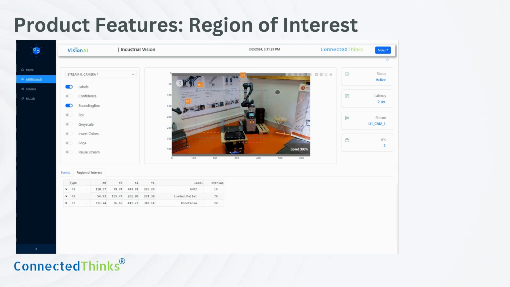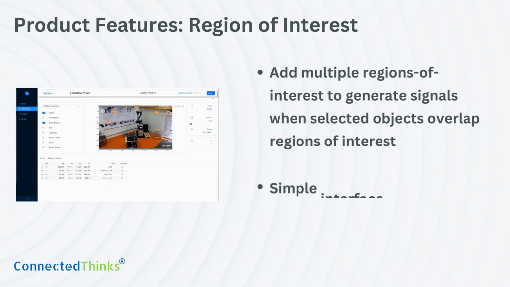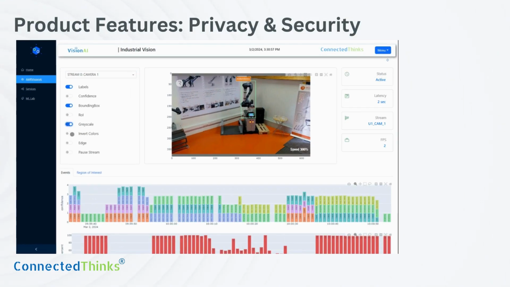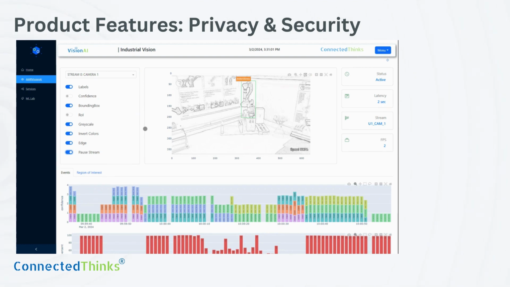You can mark specific regions of interest in your scene and configure objects to generate desired event signals. Further, it implements privacy and security controls through masking and image transformations.